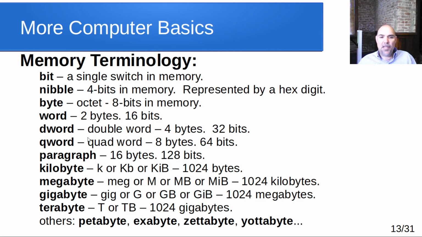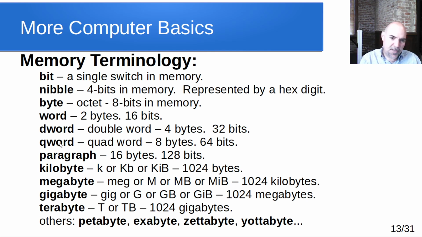Now a byte is 8 bits, or 2 nibbles. Sometimes that's called an octet. A word is 2 bytes, that's 16 bits. A D word or double word is 4 bytes, which is 32 bits. A Q word or quad word is 8 bytes, or 64 bits. A paragraph is 16 bytes, which is 128 bits.